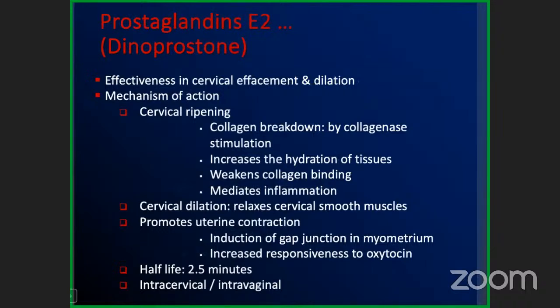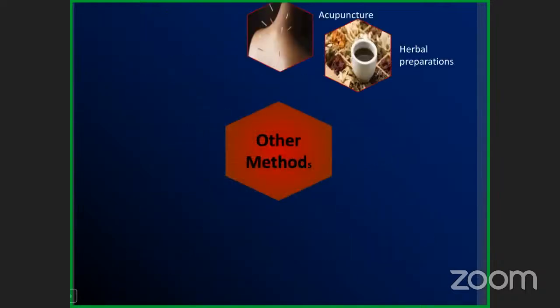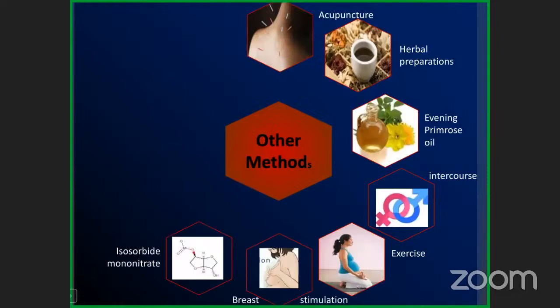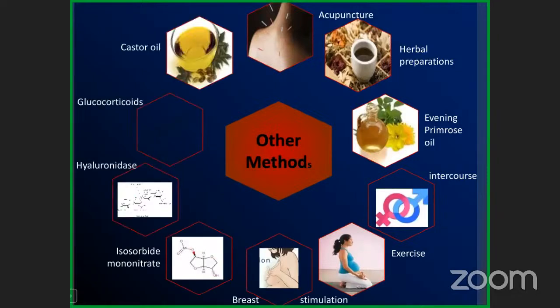How does dinoprostone work? The dinoprostone mechanism of action is cervical ripening. It also helps in cervical dilation. It promotes uterine contractions and has a half-life of 2.5 minutes. What are the other methods? I think I already spoke about castor oil and exercises. We can always tell a patient to use the other methods, but they are not 100% effective.